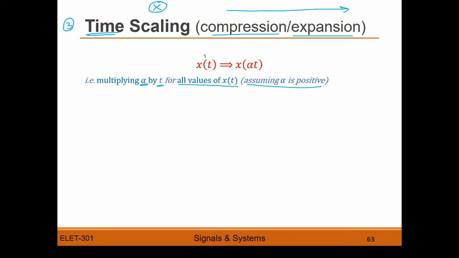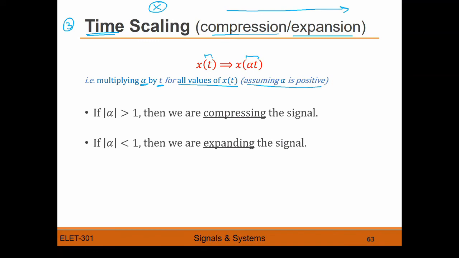Now we have multiplied the argument t by alpha, so it becomes alpha t. Few cases are there. If the absolute value of alpha is greater than 1, like 2, 3, etc., then we are compressing the signal. And if that value is less than 1, like half or quarter, then we are expanding the signal.